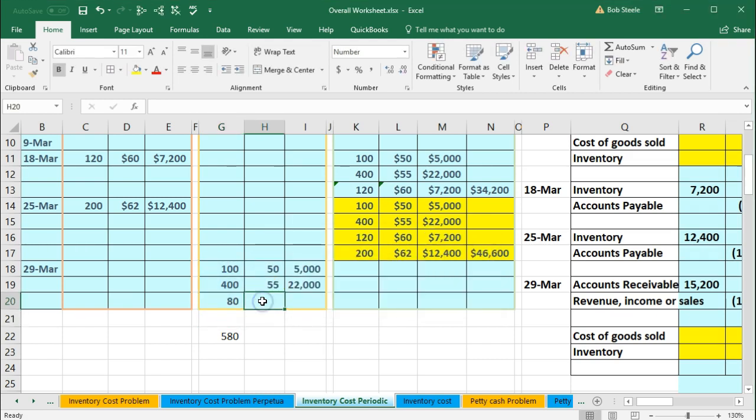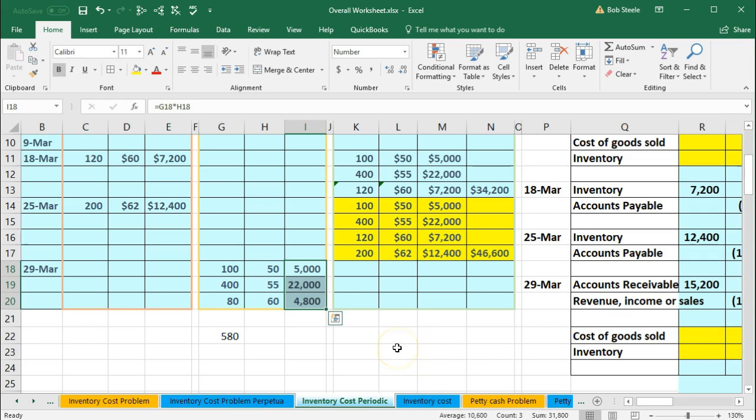And those are going to be, in H20, equal to, pointing to the $60, tab. Then we'll multiply that out. In I20, we will say this equals 80 times the 60, or G20 times H20, and enter. So that gives us 4,800. So if we sum those up, if we add those, it's going to be 31,800. That's our cost of goods sold over this entire time period.